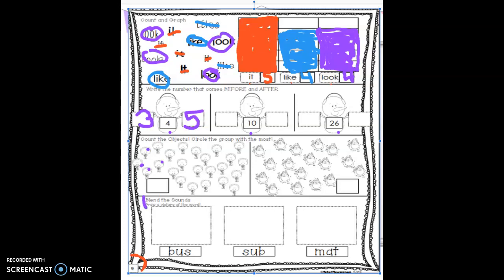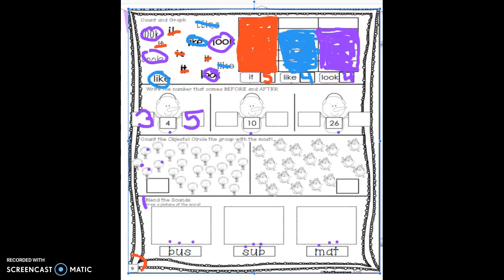Down here, blend the sounds. Draw a picture of the word. Let's sound this out. B, u, s, bus. S, u, b, sub, sub. M, a, t, mat. All right, now I know what each one says. So now I can go and draw a bus, a sub.